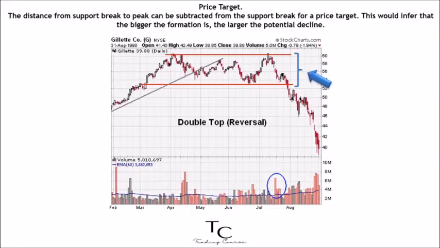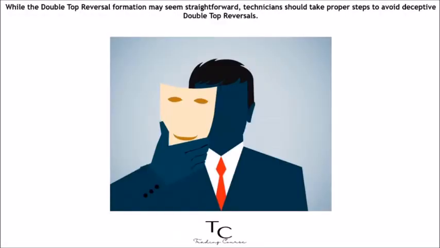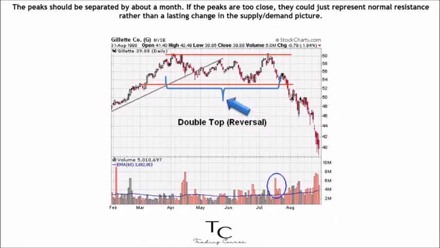Price target. The distance from support break to peak can be subtracted from the support break for a price target. This would infer that the bigger the formation is, the larger the potential decline. While the double top reversal formation may seem straightforward, technicians should take proper steps to avoid deceptive double top reversals. The peaks should be separated by about a month. If the peaks are too close, they could just represent normal resistance rather than a lasting change in the supply-demand picture.